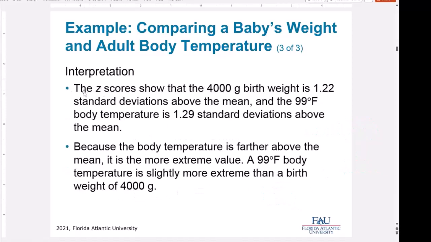This is their interpretation. The z-score shows that 4,000 gram birth weight is 1.22 standard deviations above the mean, and the 99-degree body temperature is 1.29 standard deviations above the mean. Because the body temperature is further above the mean, it is a more extreme value. A 99-degree Fahrenheit body temperature is slightly more extreme than a birth weight of 4,000 grams.